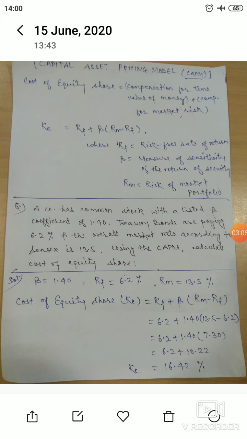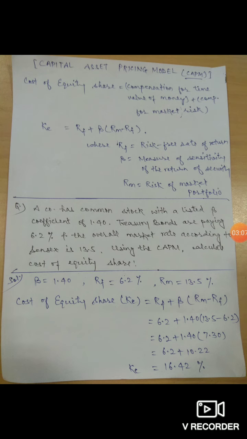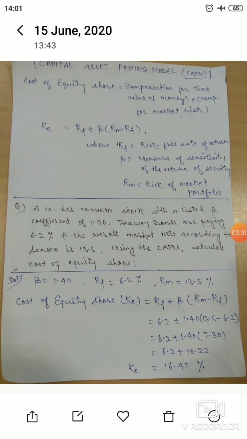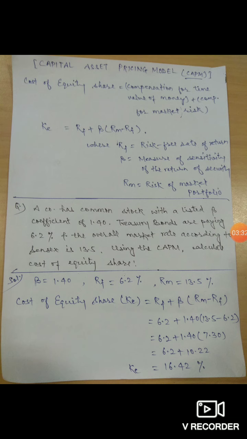Now we will just put the values in the formula, which is KE equals RF plus beta into (RM minus RF). The value of RF is 6.2 and the value of beta is 1.40, RM 13.5 and RF 6.2. After putting the values in the formula, we can easily calculate that 6.2 plus 1.40 into 7.30, which is actually the difference of 13.5 and 6.2. So when we add these values, it becomes 6.2 plus 10.22 equals 16.42%, and this is actually the cost of equity capital using the CAPM model.